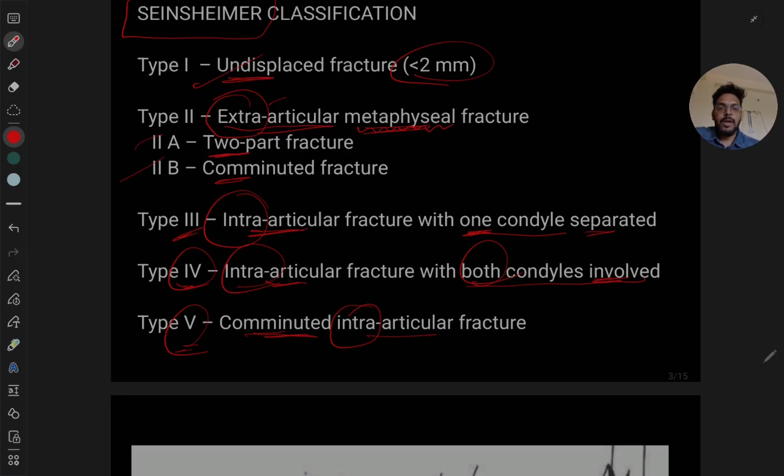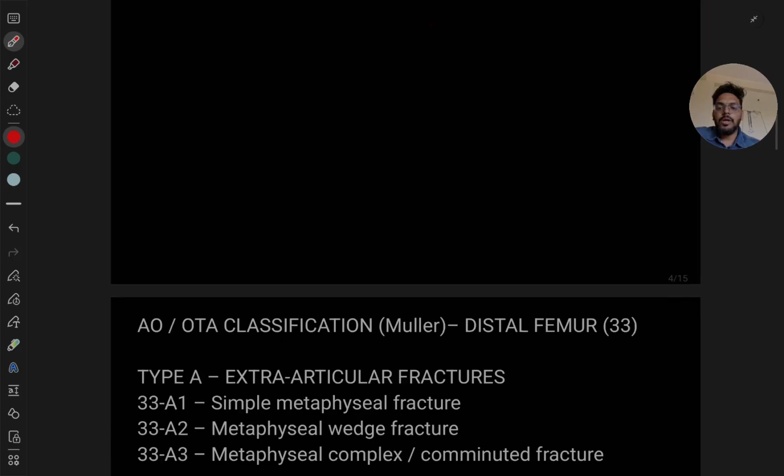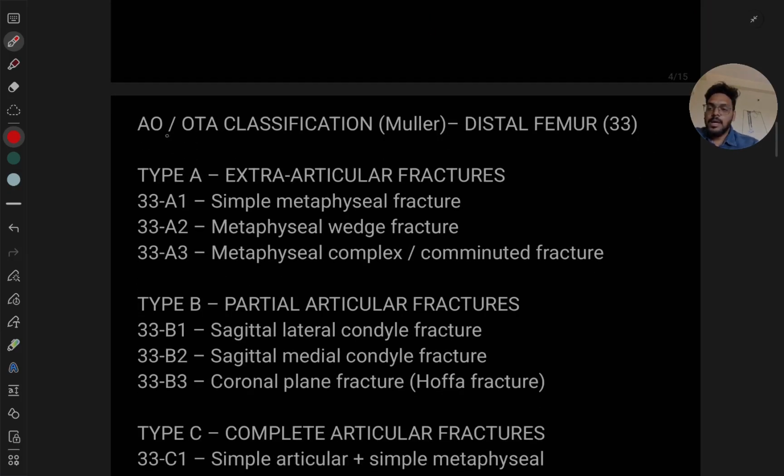This is the Schindler classification. These are only for descriptive types. These are not much used in clinical relevance. Now we will go to the most important clinical classification, that is the AO classification, which was given by Muller.